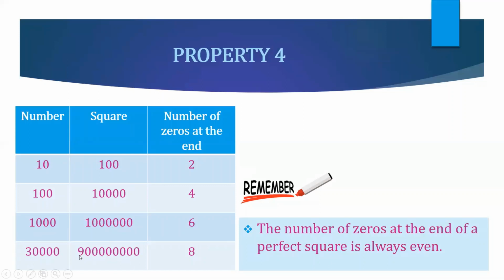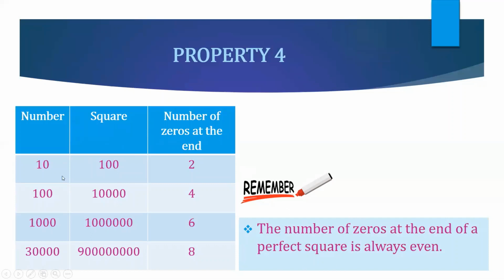Here we don't have to consider the number of zeros in between the digits. Suppose you have 10100, that is 10,000 and 100, then you have to consider only the number of zeros at the end. You will not consider the total number of zeros in the number. So here you have to consider the number of zeros at the end of a perfect square.